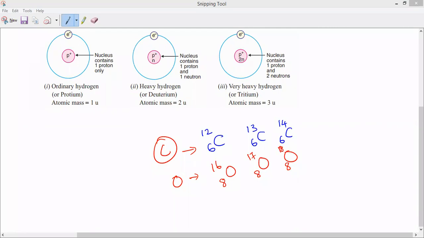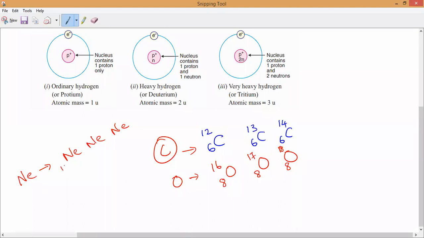Next, let us take isotopes of neon. Neon is a noble gas, yes? But still it has isotopes. Neon also has 3 isotopes. The atomic number of neon is 10, but the mass number varies as 20, 21, 22. So these are the different isotopes you need to study. Make it, everybody. So this is isotopes of carbon.